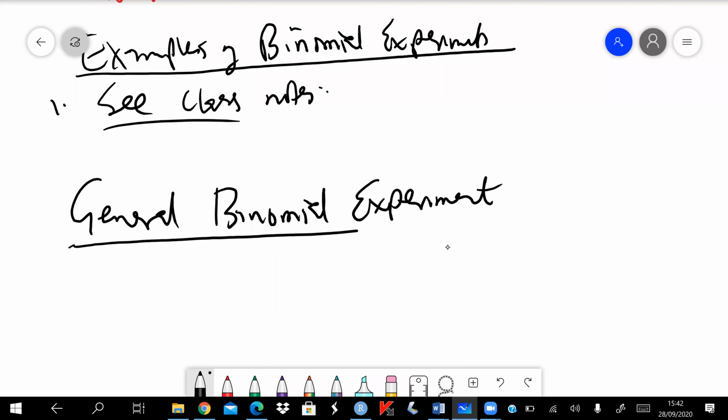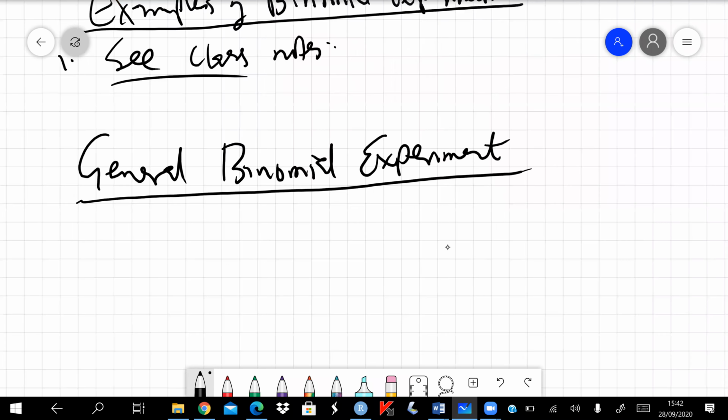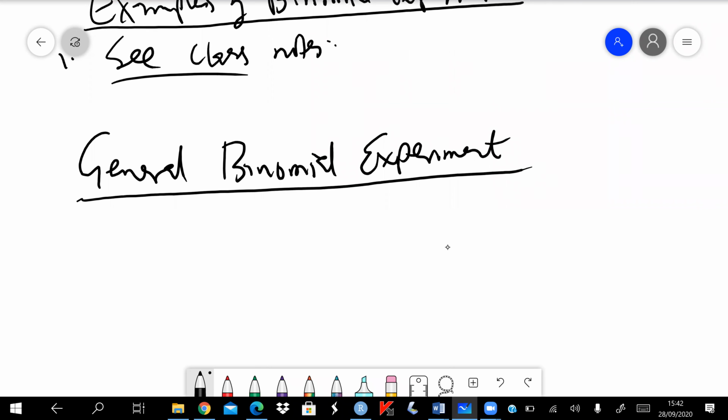The examples that you've given are very specific binomial experiments. So I want us to come up with a general experiment, so that at the end of the day, we'll end up with a formula for the binomial distribution.